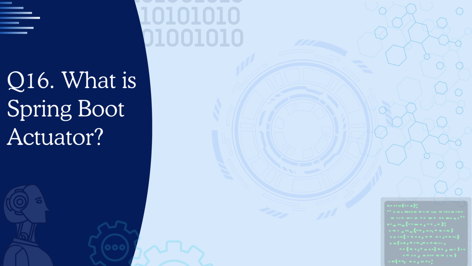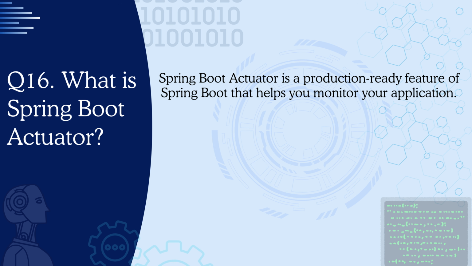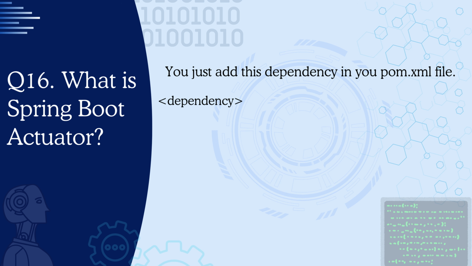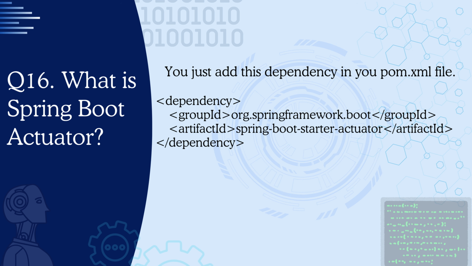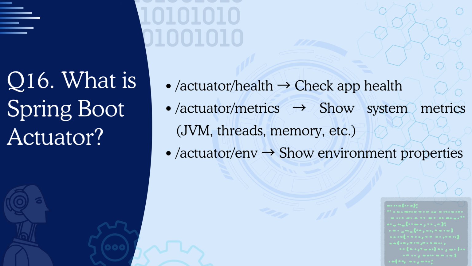Question 16. What is Spring Boot Actuator? Spring Boot Actuator is a production-ready feature of Spring Boot that helps you monitor your application. It provides endpoints to check metrics, health, environment properties, and other runtime information. You just add this dependency in your pom.xml file and you get multiple endpoints like /actuator/health, /actuator/metrics/jvm.threads.live, /actuator/metrics/system.cpu.usage, or /actuator/env. There are many other endpoints as well.